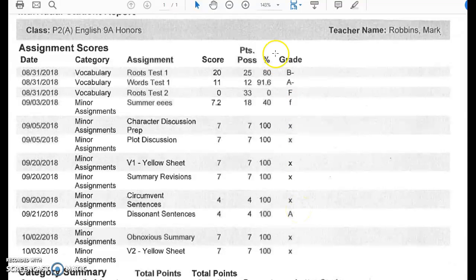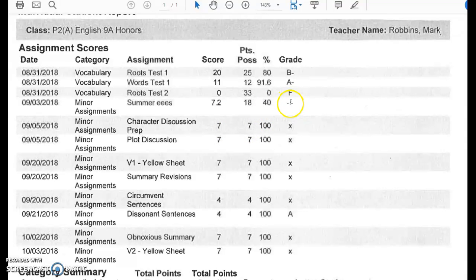You can imagine how many buttons I have to push when I'm putting in an assignment. And so I use some shorthand. X, for instance, just means that the student should receive 100%. They should get full credit for the assignment that they did. So I just put in X, and it gives that student a 7 out of 7.